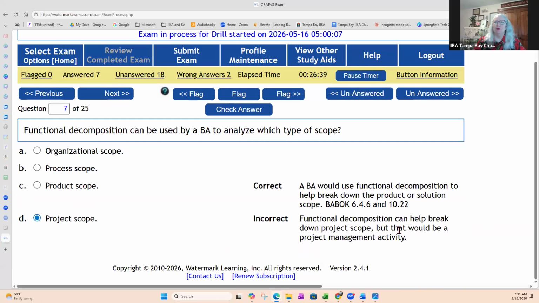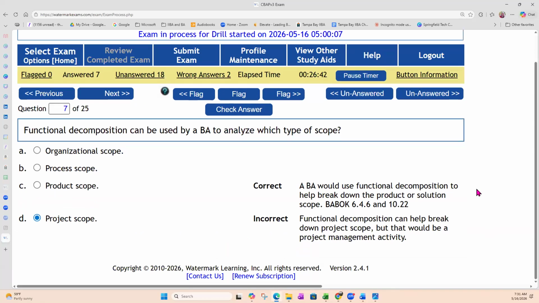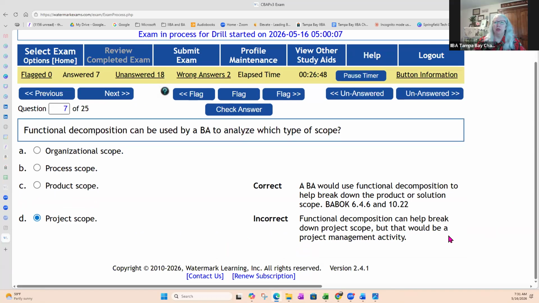So a BA can use functional decomposition to help break down the product or solution scope. Functional decomposition can help break down the project scope, but that would be a project management activity. Whenever they ask the same question and they say that they're working with a project manager to use functional decomposition, it's going to be project. Otherwise, it's going to be product. Check out the functional decomposition technique in chapter 10 to get more information. You're going to see work breakdown structure there. You're going to see a few things.